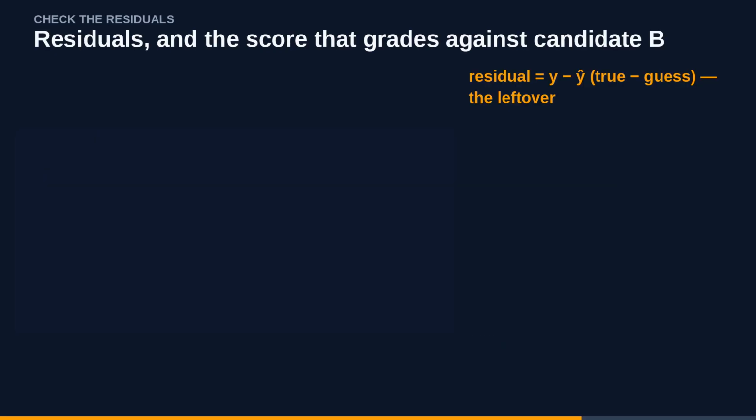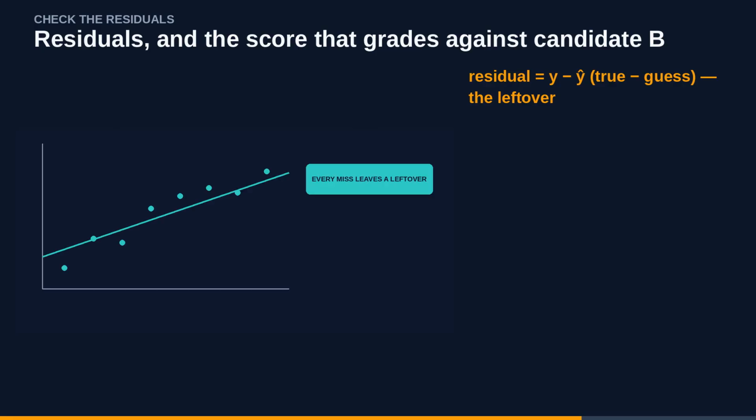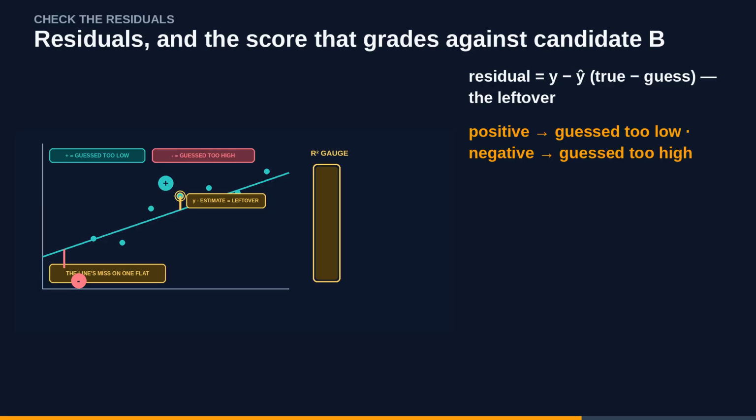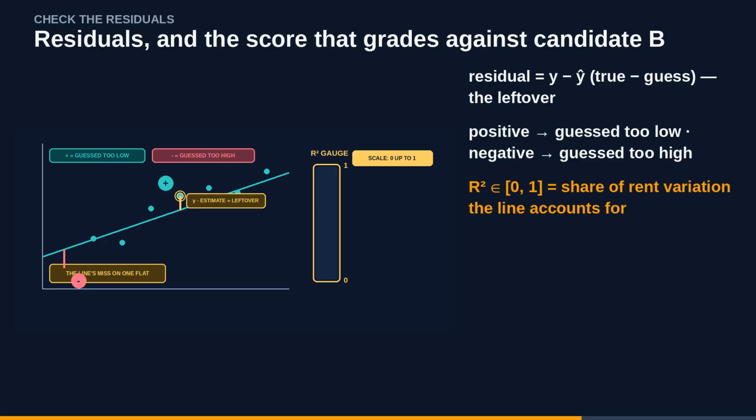Reading done, now check what the line got wrong, because every fit gets something wrong. For each flat, the residual is the true rent minus the guess: Y minus Y hat, the leftover the line could not explain. A positive residual means the line guessed too low for that flat. A negative one means it guessed too high. You will also meet one summary score, R-squared, a single number between 0 and 1 saying how much of the rent's variation the line accounts for. Higher is better.